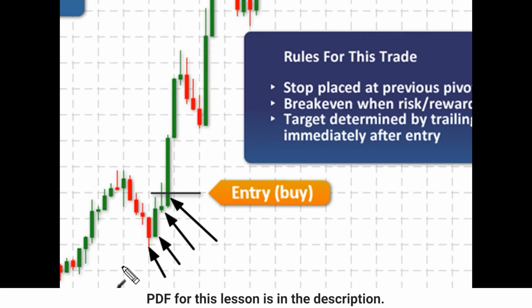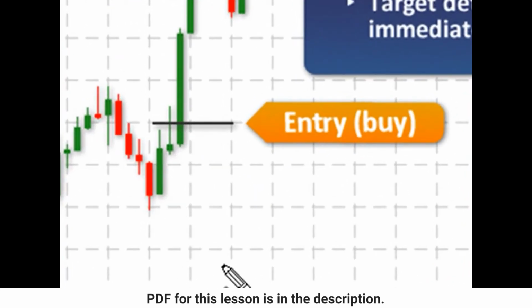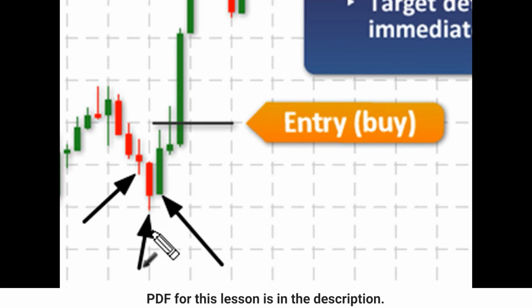Now the red bar that I've just indicated there, is that low a pivot low? Let's take a closer look. On the right we have a higher low, and on the left we have a higher low. Therefore yes, this low here is a pivot low, and that is where we would place our stop.